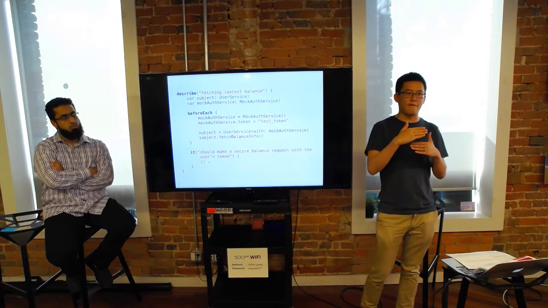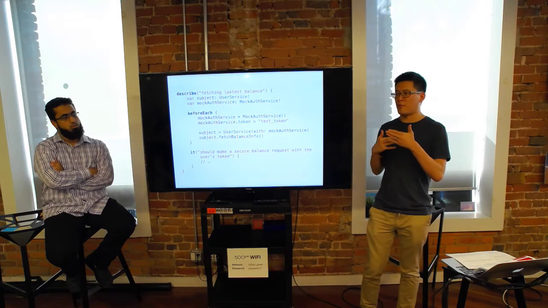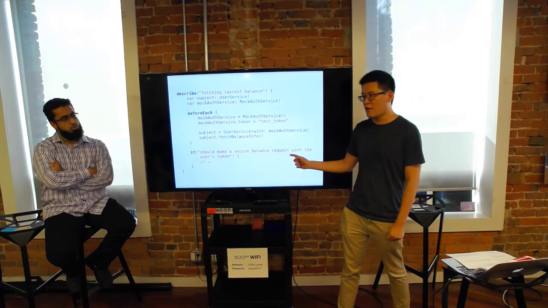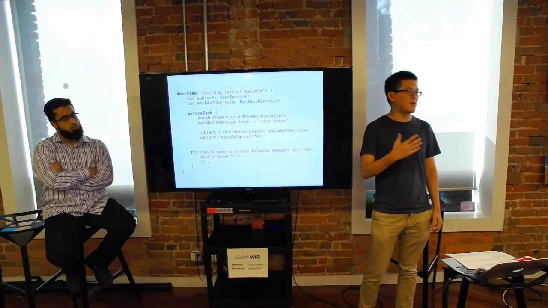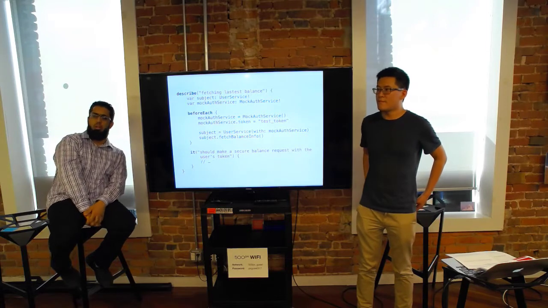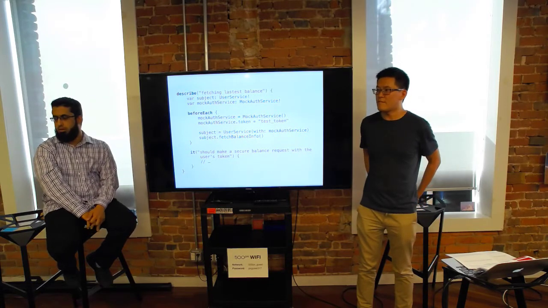Yeah. So like I mentioned, you don't want to assert on multiple things within a test. This one just checks that it's using the auth token. Maybe the next one would check that it's making the network request. So each it would be a test inside of this describe, which is a suite of tests.